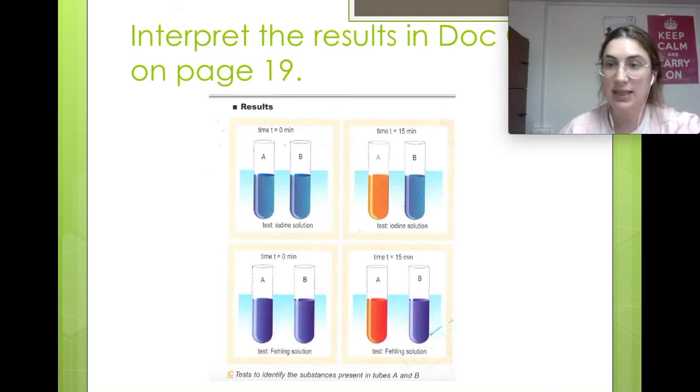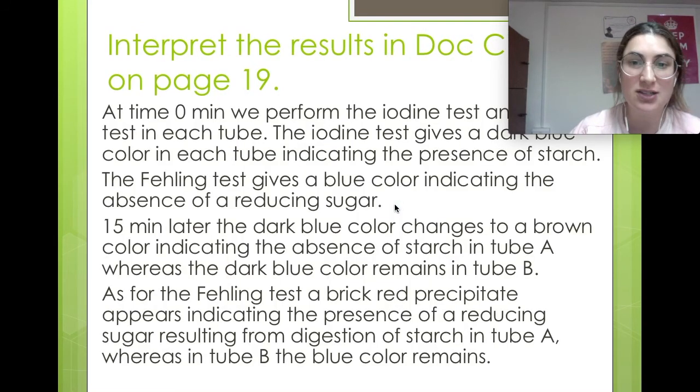What does this indicate? Both of these tests were done to show us that in tube A, digestion took place, whereas in tube B, no digestion took place. So, if I want to write my interpretation, what am I supposed to say? Let's look at this together.